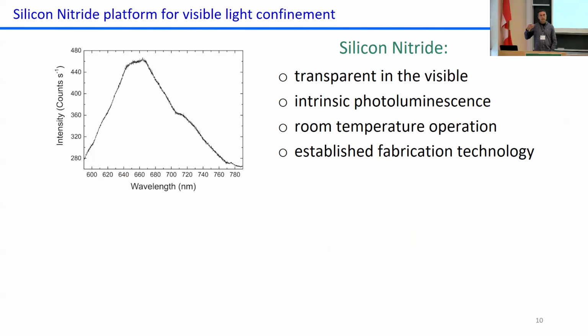So the silicon nitride, once illuminated, will emit with this broad spectrum, and we'll use this broad emission as the internal light source, this classical light, to investigate how light is trapped and confined by our aperiodic structures. So it's a silicon nitride system. We are operating in the visible at room temperature, and we use standard silicon nitride nanofabrication processes.